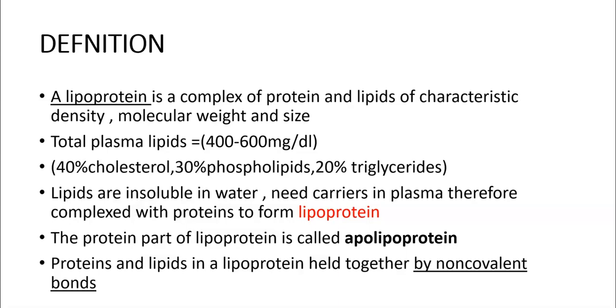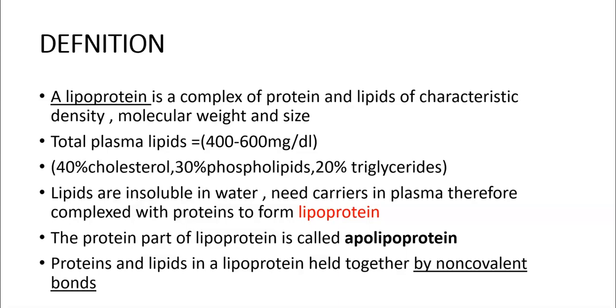What is the total amount of lipids? Total plasma lipid is equal to 400 to 600 milligram per dl. And these lipids contain 40% cholesterol, 30% phospholipid, 20% triglyceride. Lipids are insoluble in water, so we need carriers in plasma. Therefore, these lipids are complexed with proteins and form lipoprotein.